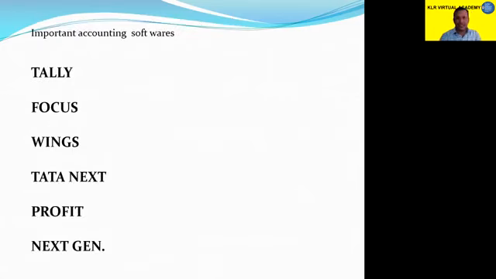The next and the last topic of this session, the importance of accounting software. Software is a set of programs that are designed particularly for performing a task. Accounting software is meant for accounting tasks. We have some important accounting packages in our country, like Tally, developed by Tally Corporation, Focus, Wings, Tata Next, Profit, Nexten, Hitachi, and some international branded companies also. We have nationwide known accounting software, as well as international software.